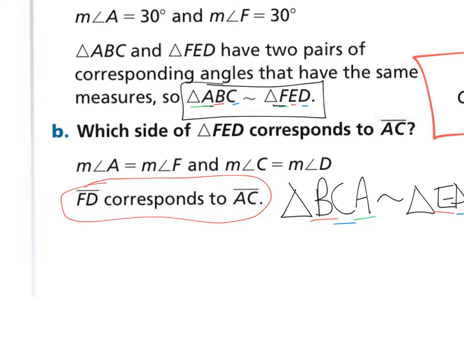Another way we could do that is we could look at our statement here. For AC, we've got the first and the last letters here. Take the first and last letters in your other one, and that would be FD. So if we did our similarity statement correctly, we should be able to just look at the order of the letters and figure out which side matches up with it without even looking at our picture.